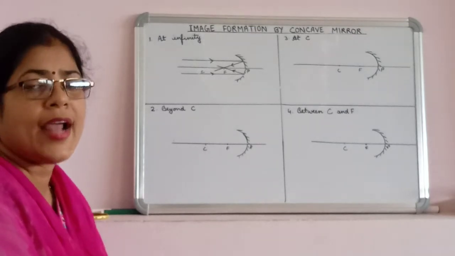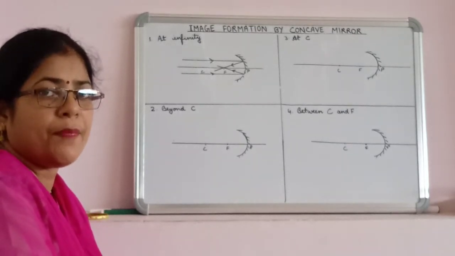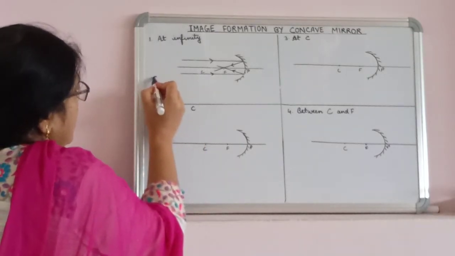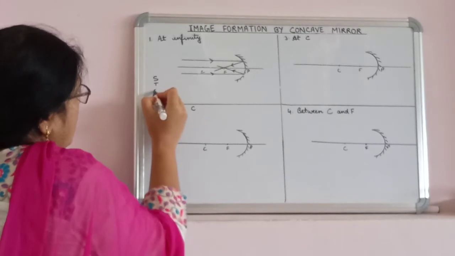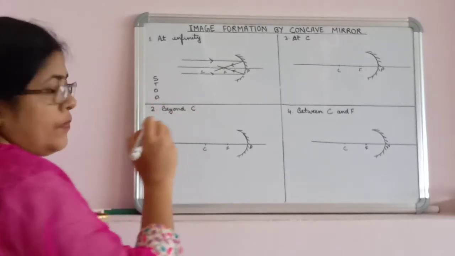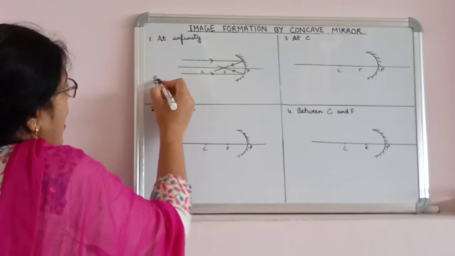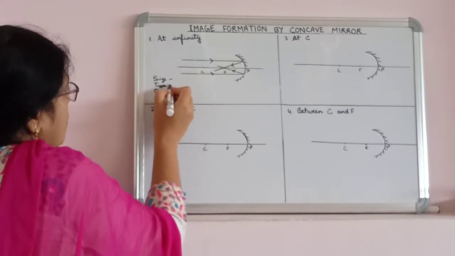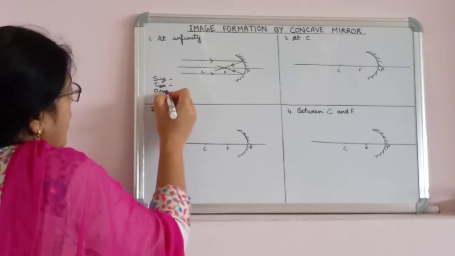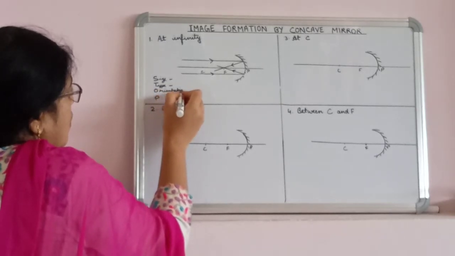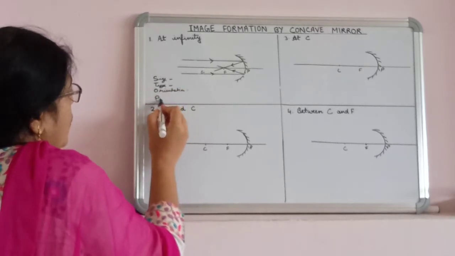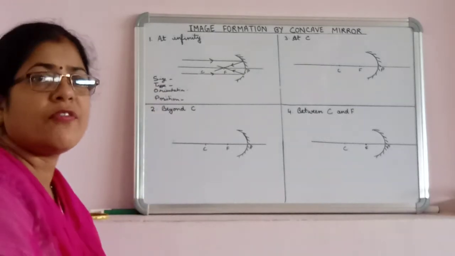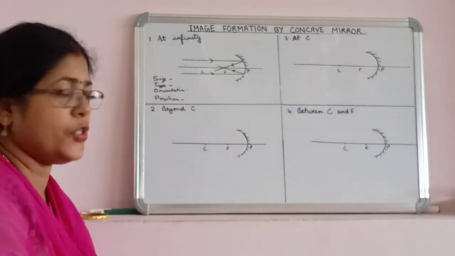Now we have to write down the properties of the image formed. So we have to keep in mind STOP. S stands for size, T for type, O for orientation and P for position. Okay, so these four points we always have to show.